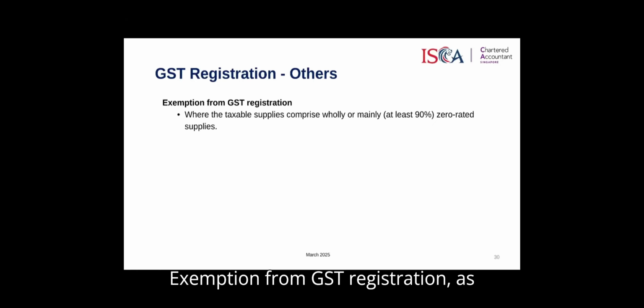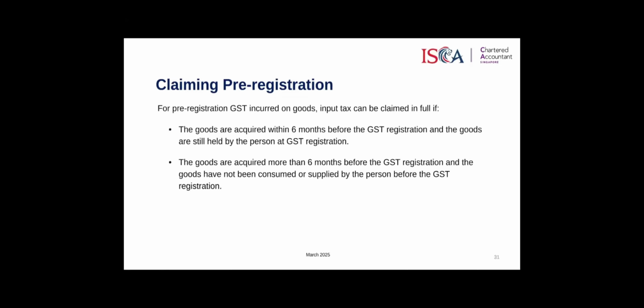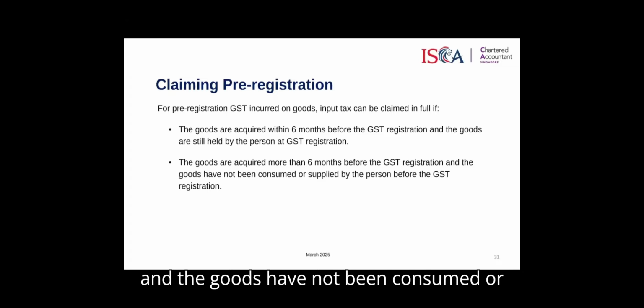Exemption from GST registration, as mentioned: companies making taxable supply who are wholly or mainly zero-rated could apply to the Inland Revenue to seek exemption from GST registration. Claiming pre-registration GST incurred on goods. A company can claim the input tax in full if the goods are acquired within 6 months before the GST registration and are still held by the person at the time of GST registration. If the goods are acquired more than 6 months before the GST registration and the goods have not been consumed or supplied by the person before the GST registration.